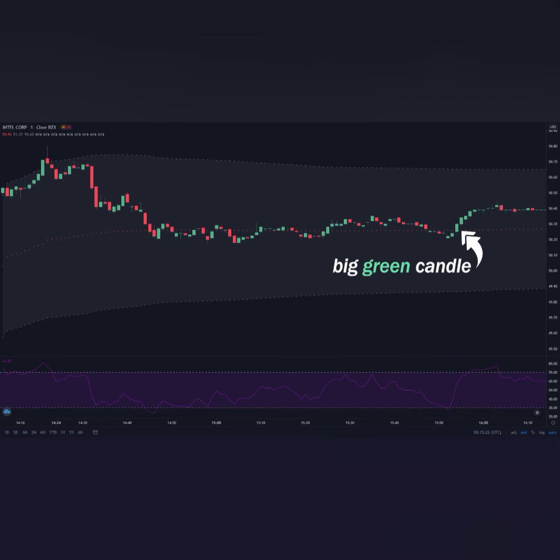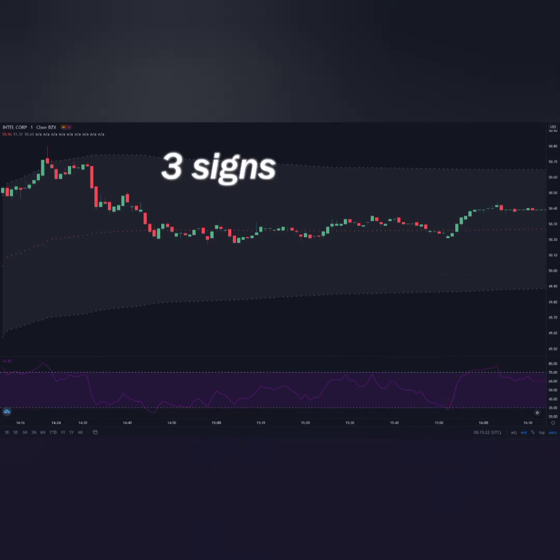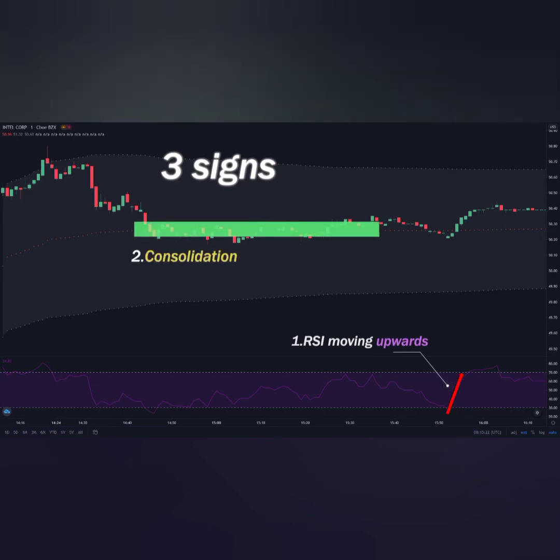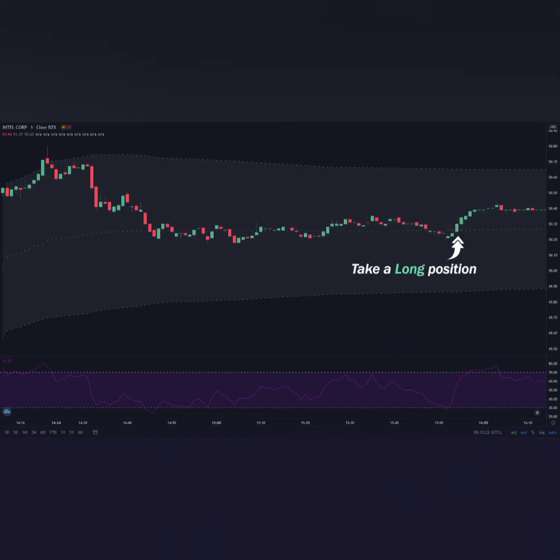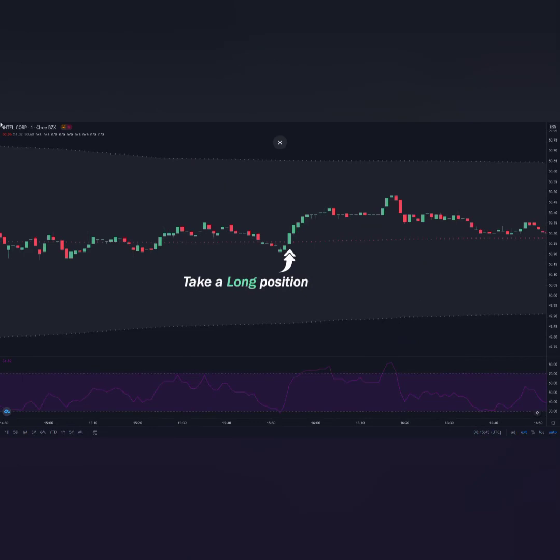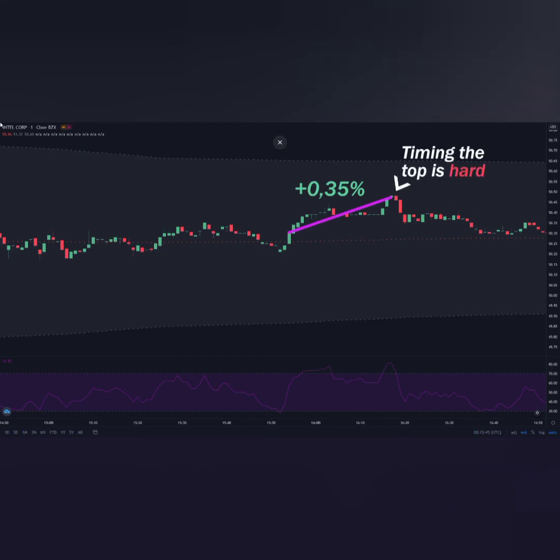A green candle formed while the RSI is heading upwards. So now there are three signs. The RSI slowly moving upwards, there's a consolidation before that, and a big green candle formed. This is a good opportunity to take a long position. So if you took a trade here at the green candle's close, you could have made a 0.35% profit. But of course, it's impossible to time the top like this. So realistically, I would have closed my position at the next candle here.